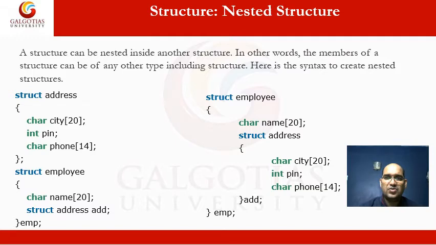Here is the syntax to create a nested structure. So let's see two examples. Struct address: in the address, you have city, you have PIN, you have phone, right? And you have a structure called employee. Now we are telling two things here: in the struct employee, we have the name, and we also want the address of the person.